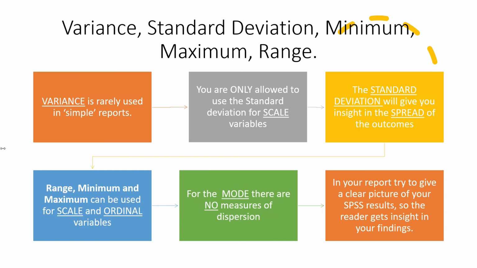The standard deviation will give you insight in the spread of your outcomes, so it gives you more understanding of the spread or the complete picture of a certain variable. Range, minimum and maximum can be used for scale and ordinal variables. For the mode, there is no measure of dispersion. In your report, try to give a clear picture of your SPSS result, so the reader gets insight in your findings.